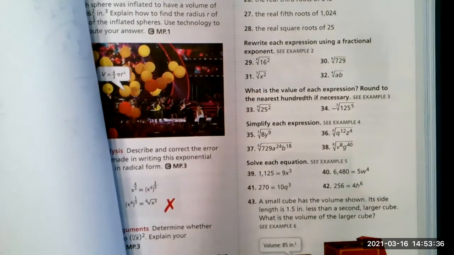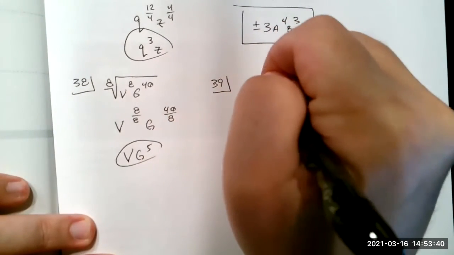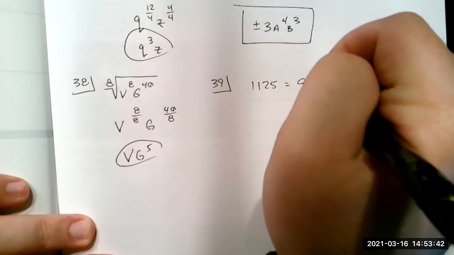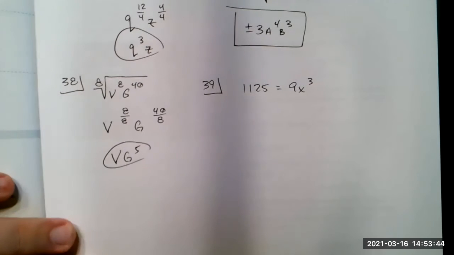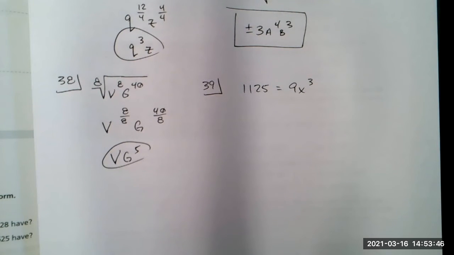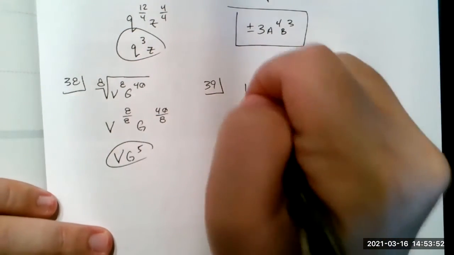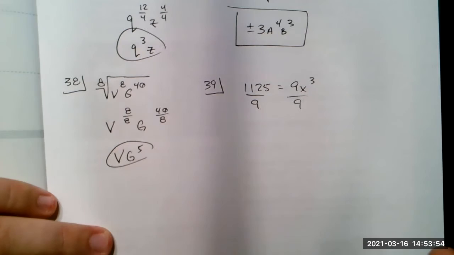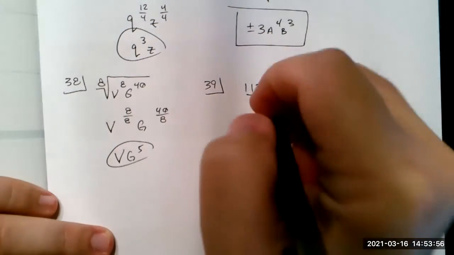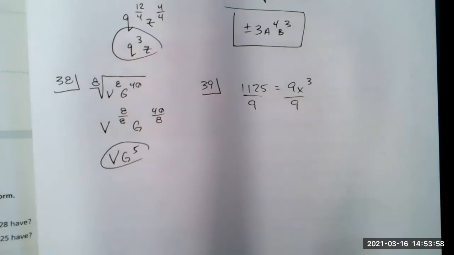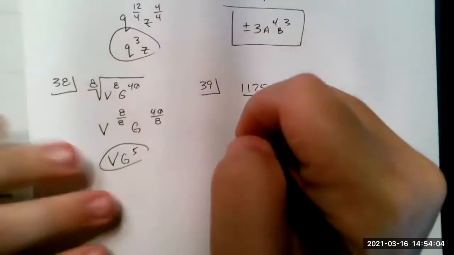39. Solve this equation. 1125 equals 9x cubed. All right. Again, when you're solving equations, you've got a variable, which is x, and you're trying to get it by itself. The first thing I want to do here is divide both sides by 9, because that gets me closer to just getting x by itself. 1125 divided by 9 is 125.